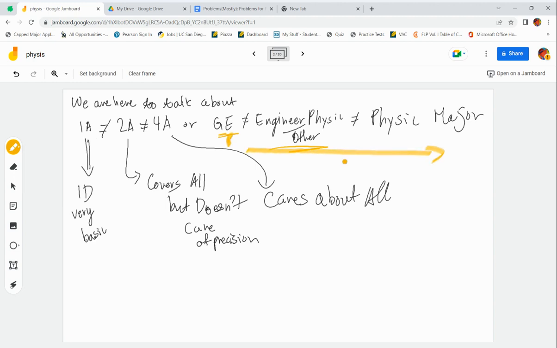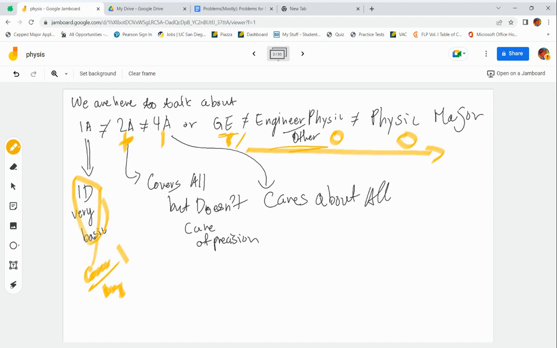The precision in here is pretty much non-existent and also quite basic. The precision in here is better, bigger, and the physics majors care a lot. For example, sig figs. That's basically the main difference between these three. I'm just describing what I felt like when taking the 2A and 4A series. The GE course does not cover anything mostly related to 2A.